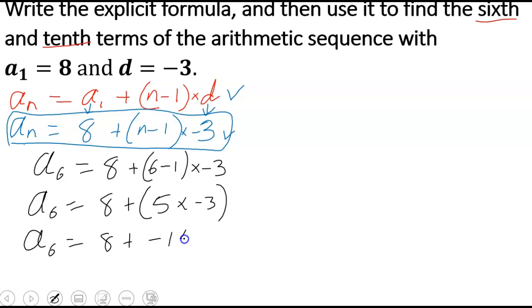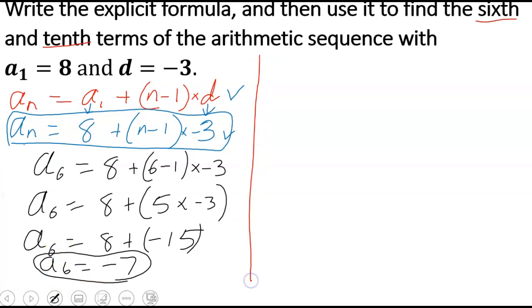So that's negative 15, and now we can add 8. You can say negative 15 plus 8, so that gives us negative 7. So that's the 6th term.